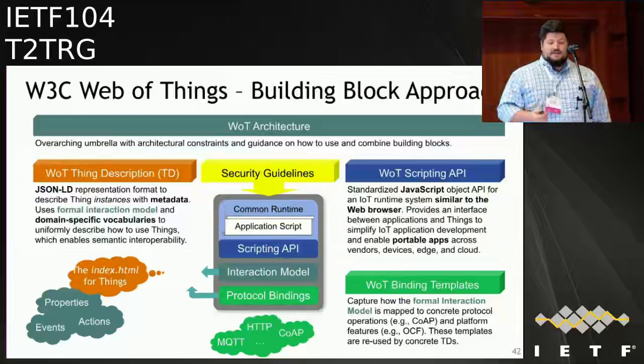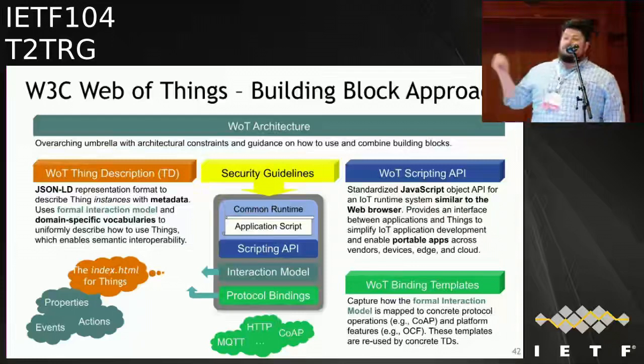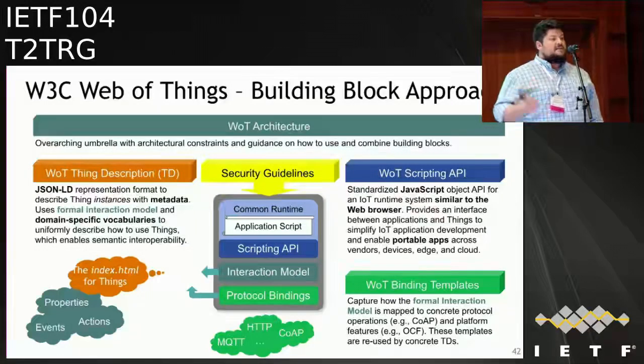And the last document down here is the binding templates. This is basically a document that helps you to define your thing descriptions. There you can look up how you would describe an existing device, for instance, of the OCF ecosystem, of the lightweight M2M ecosystem, and so on. So it is an explainer document to the central thing description.